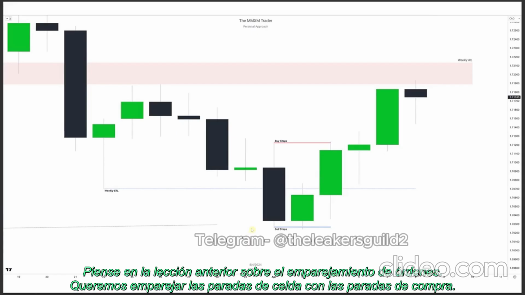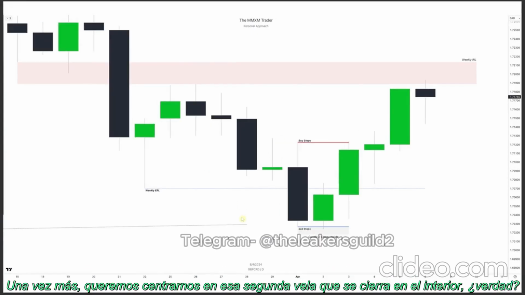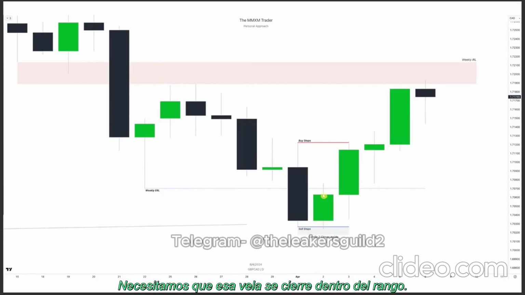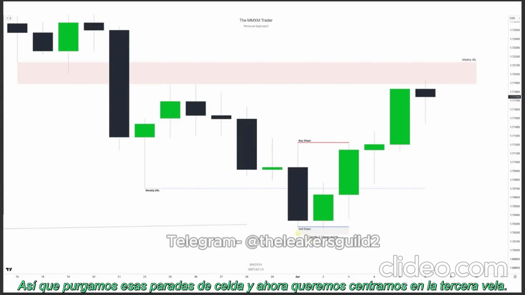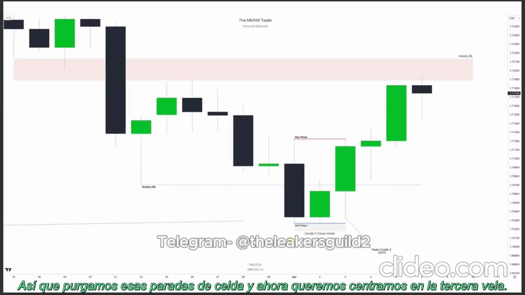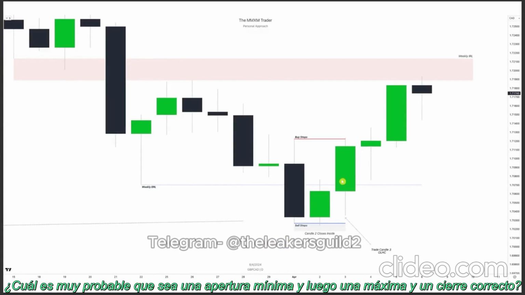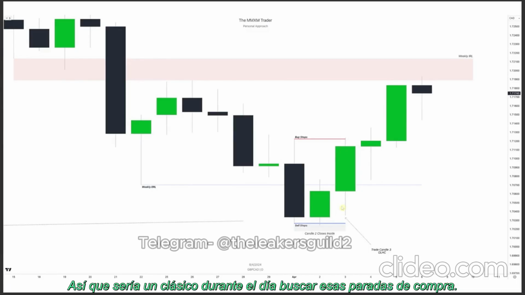Again, think about the previous lesson about order pairing, right? We want to pair up the sell stops with the buy stops. Again, we want to focus on that second candle closing inside, right? We need that candle to close inside of the range. So we purge those sell stops, and now we want to be focusing on the third candle, which is highly likely to be an open low and then a high and a close, right? So that would be a classic buy day going for those buy stops.